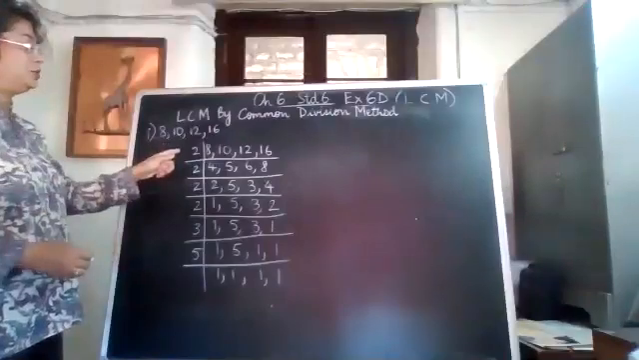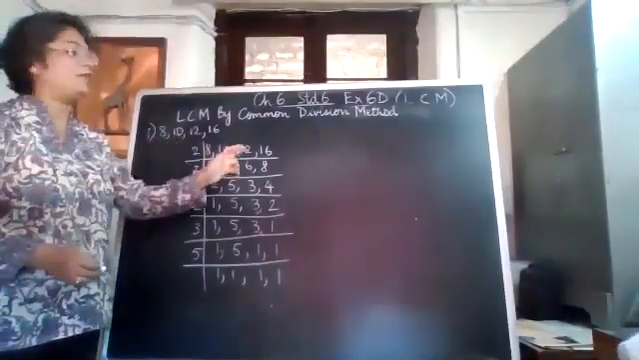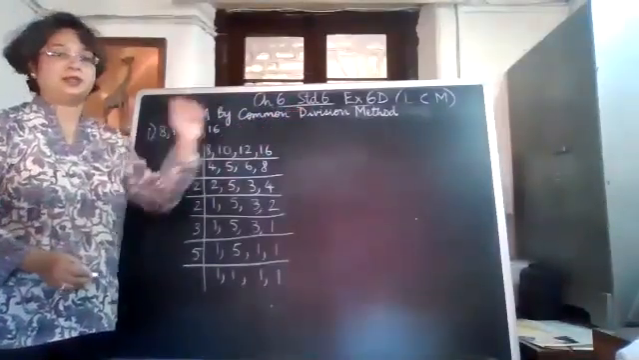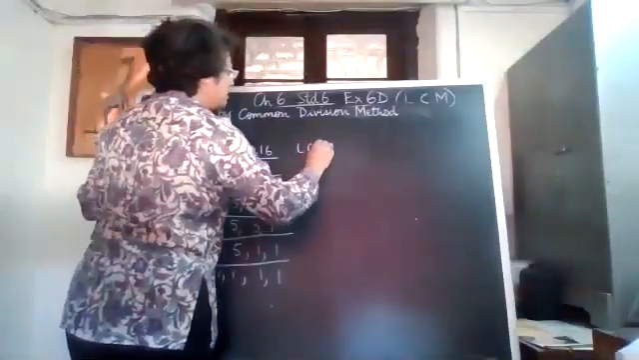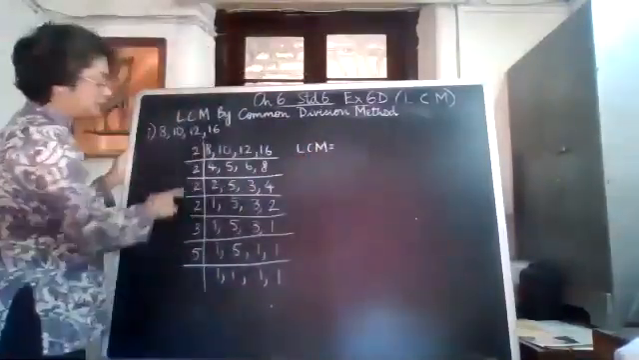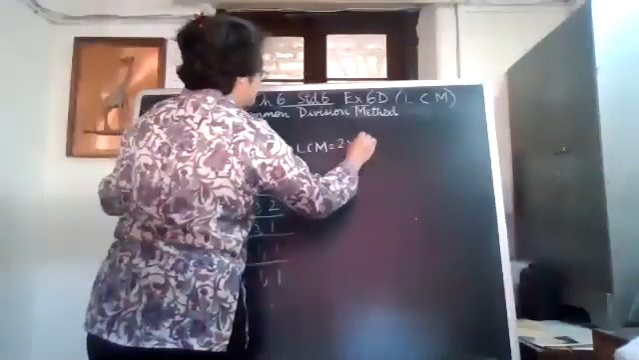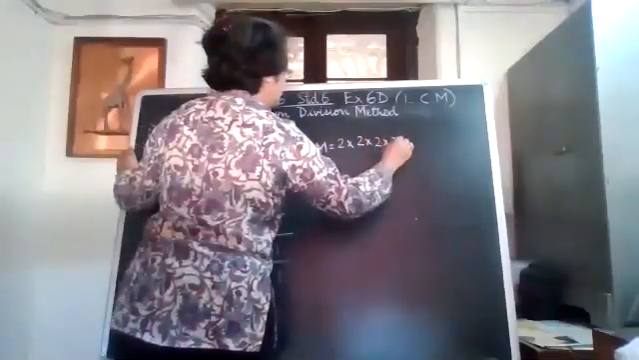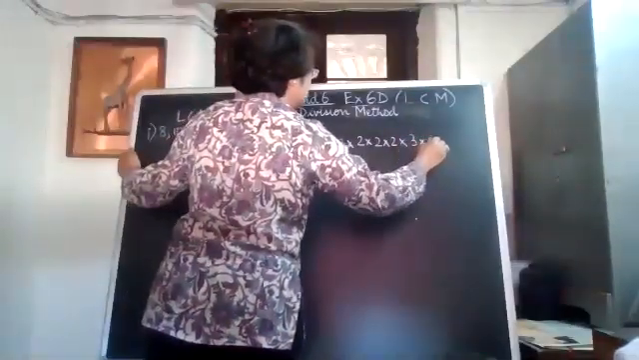So now what do? I've got all the prime factors of all these numbers together. That's why it's called the common division method. Now what do? The LCM, I simply multiply all these prime numbers. So you have 2 into 2 into 2 into 2 into 3 into 5.